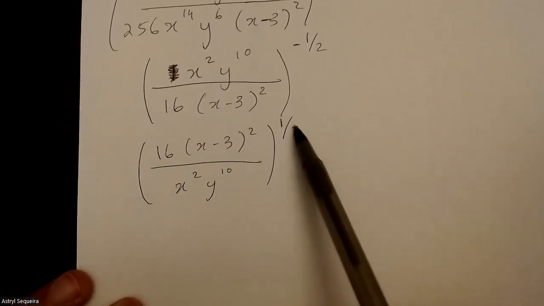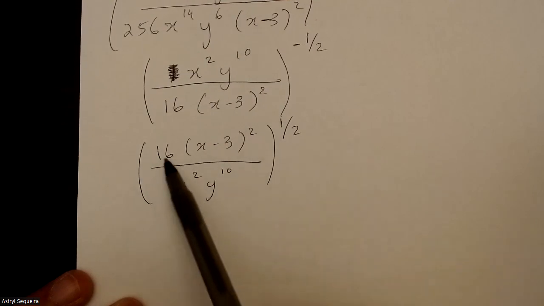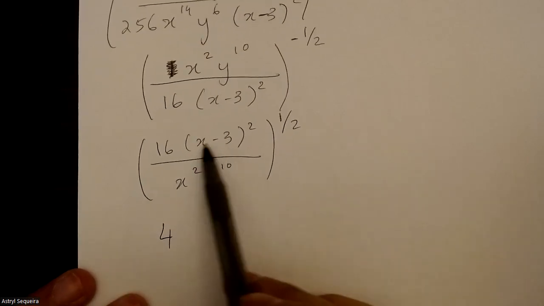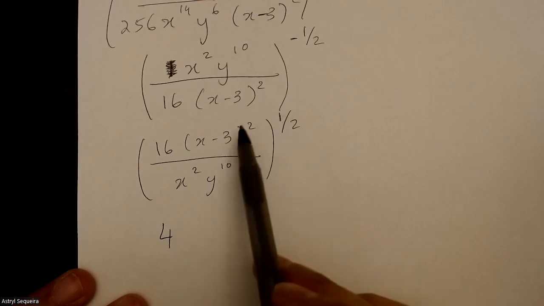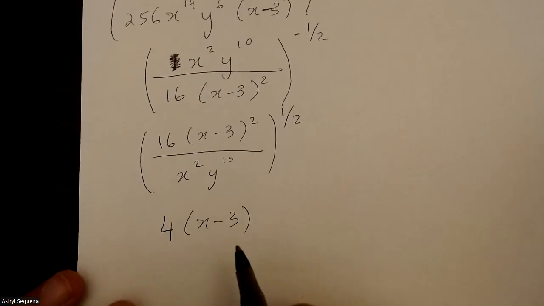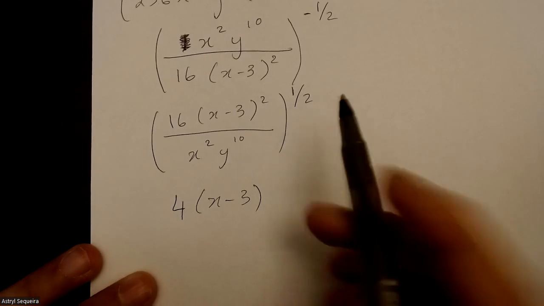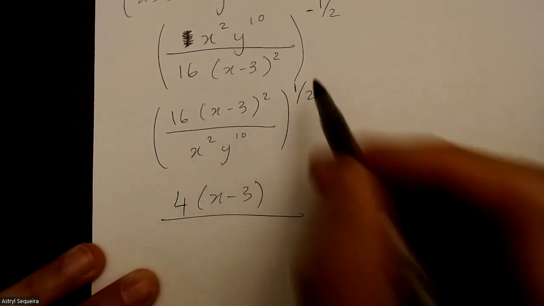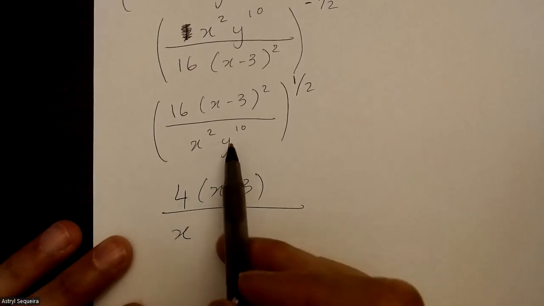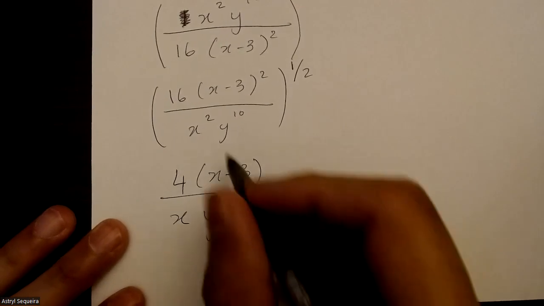Next thing I need to do is distribute this exponent into this bracket. So I'm going to start by distributing it to the 16. 16 to the power of half is just 4. (x minus 3) squared to the power of half. 2 times half is just 1. So that's just (x minus 3) to the power of 1, which is just x minus 3. x squared to the power of half is just, well, 2 times half is just 1. So I just have x to the power of 1, which is x. And then y^10 to the power of half is just y to the power of 5, because 10 times half is 5.